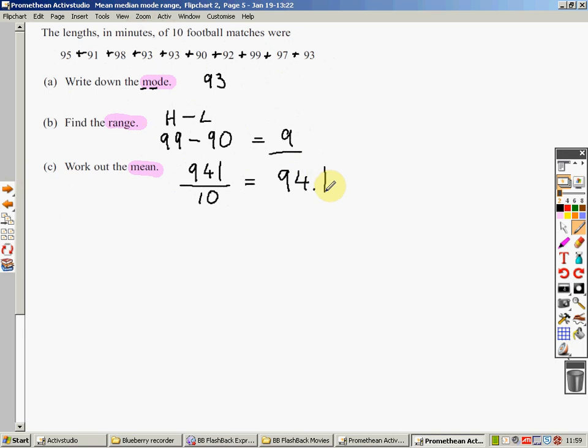I might do it again, but looking at that data, I'm going from 90 up to 99. 94.1 is roughly in the middle, so I'm fairly happy that that's likely to be a correct answer. If it's not, I will, however, have picked up at least 1 mark for showing my method there.